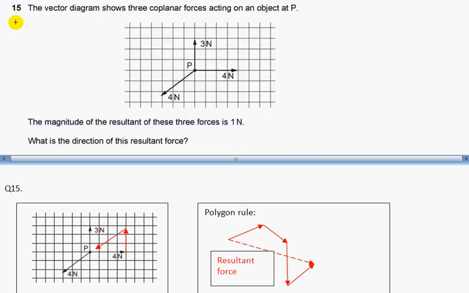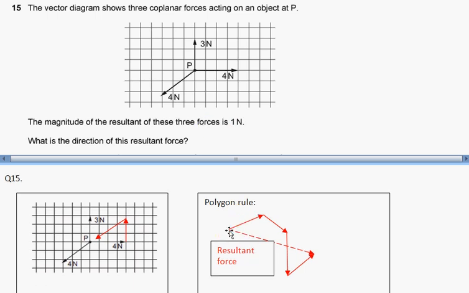The vector diagram shows three coplanar forces acting on an object at P. The magnitude of the resultant of these forces is 1 Newton. What is the direction of this resultant force? First of all, the magnitude is not 0, so we are going to use the polygon rule. We will draw one force after another, and the resultant will be from the start to the end.